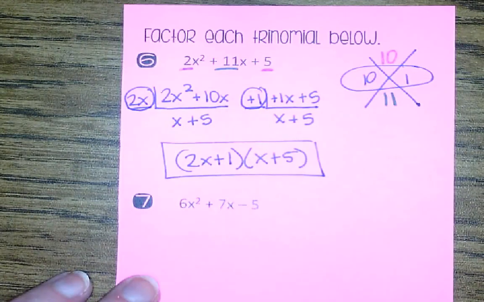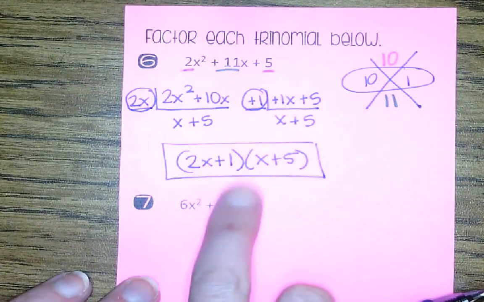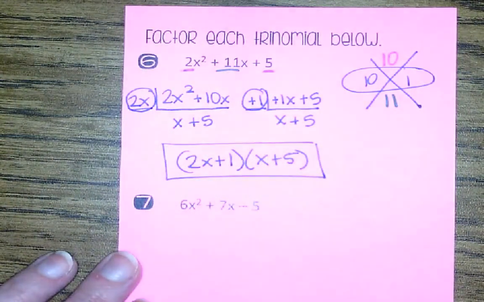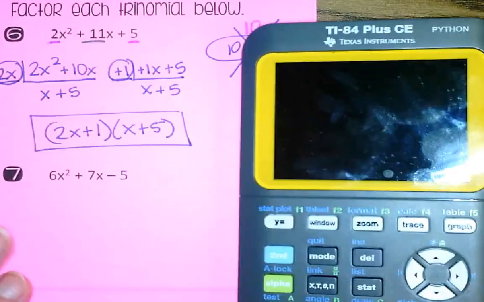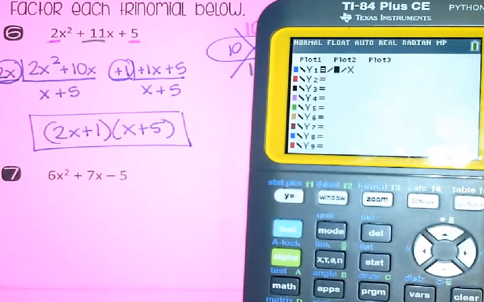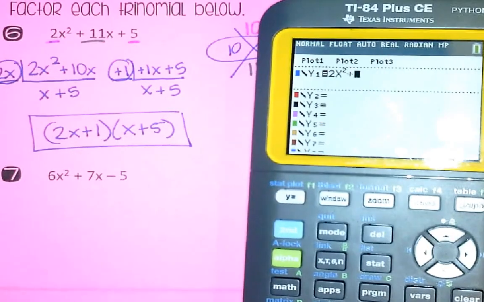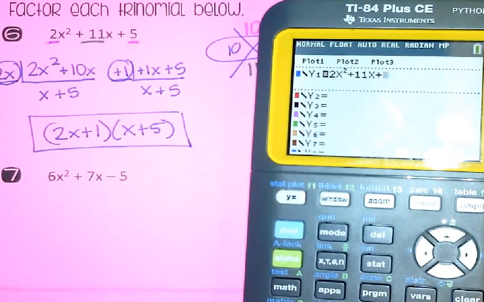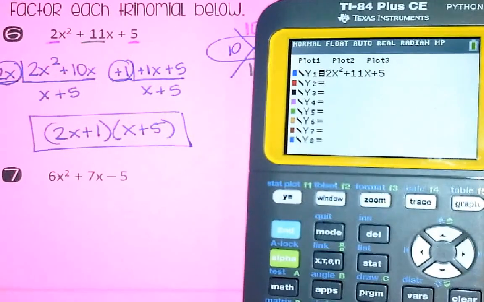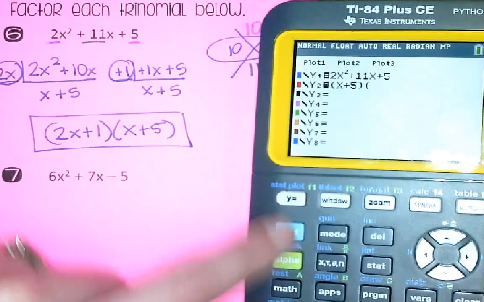Maybe? Yes, maybe? All right? And once again, how can we check ourselves? Typing them both in the calculator. We can go here and type in 2x squared plus 11x plus 5. And guys, if you accidentally were thinking, oh, it's x plus 5 times x plus 5, well, check it out.